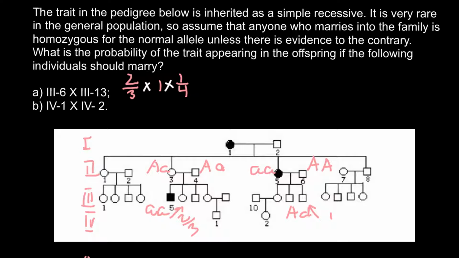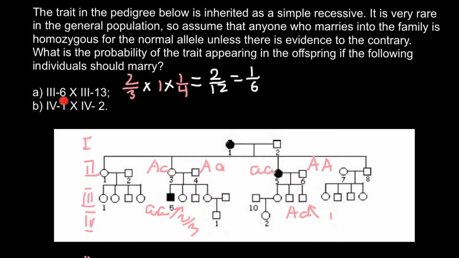So we have to multiply these probabilities. Everything multiplied by 1 would be the same number, so we have to multiply 2/3 by 1/4. And as you see, the answer would be that the probability for this couple to have an affected child would be 2 out of 12, or 1/6. So now let's work on problem B.